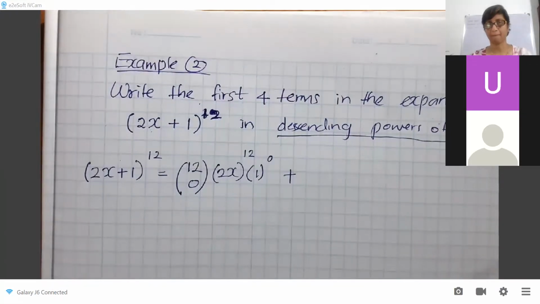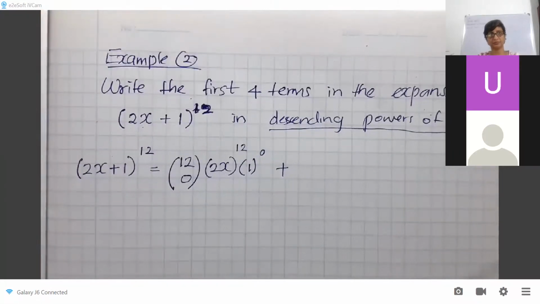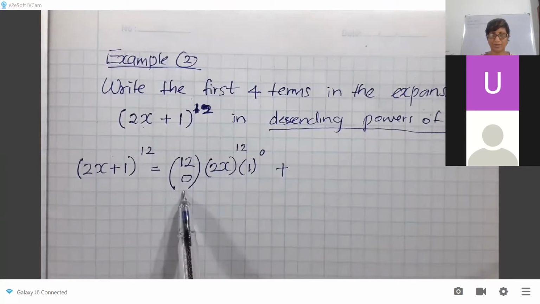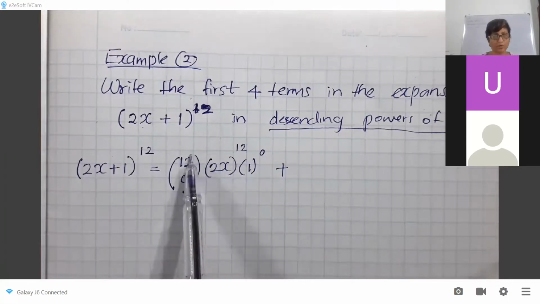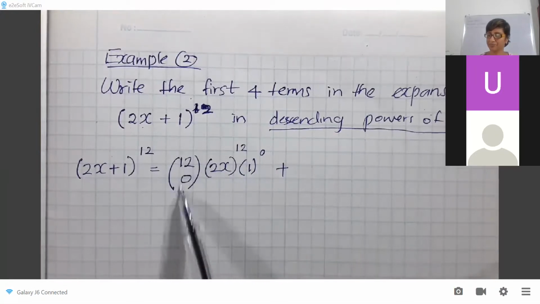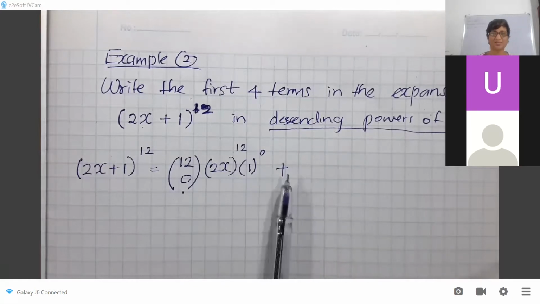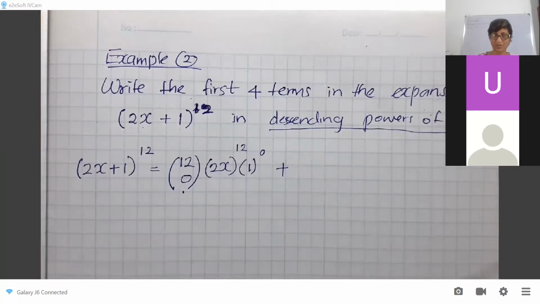There I have written the first term. Can you continue? Now you don't have to write this. I just wrote it to make it look complete. You already know this is one. And even the second one, you know, this coefficient is 12. So 12 choose 1 is 12. 12 choose 0 is 1.